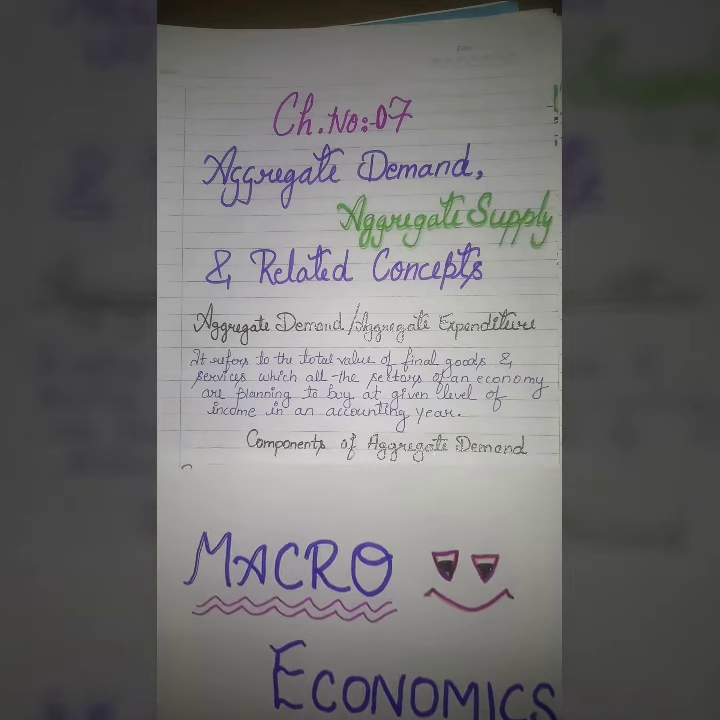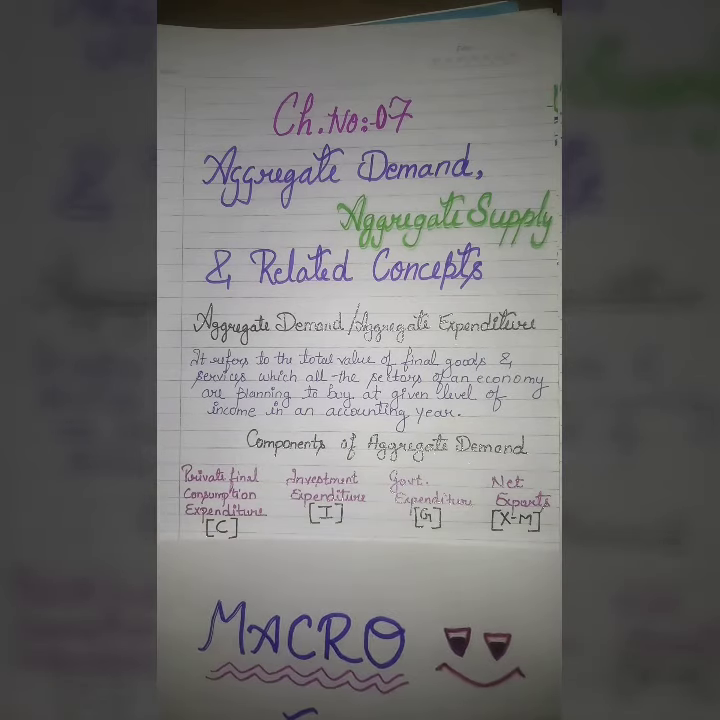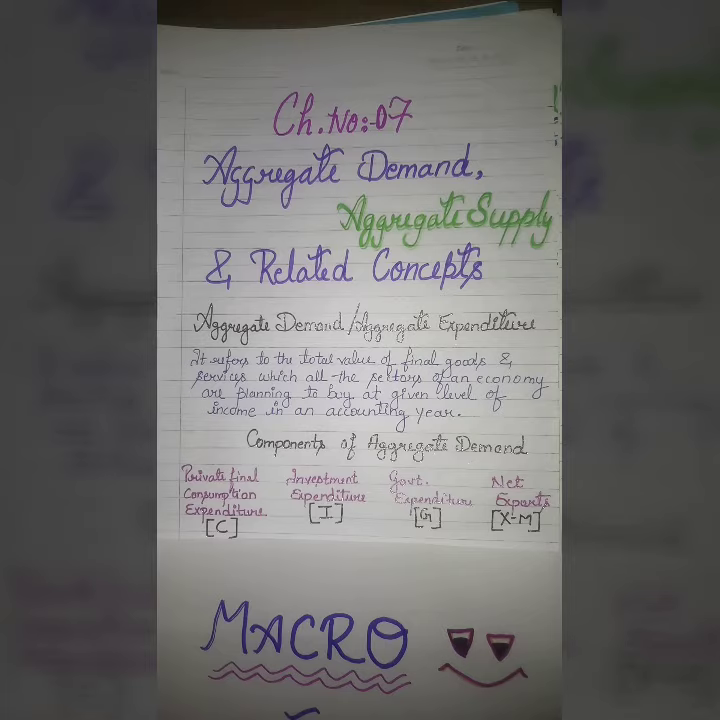Now let's look at the components of aggregate demand. So we have 4 components of aggregate demand. First, private final consumption expenditure, investment expenditure, government expenditure, and net exports. Now we denote the first one, private final consumption expenditure, as C for consumption, I for investment, G for government expenditure, and we know the formula of calculating net exports, that is export minus imports.